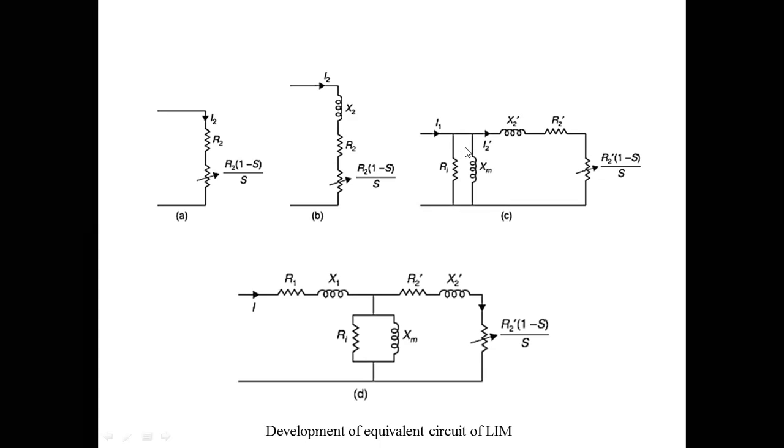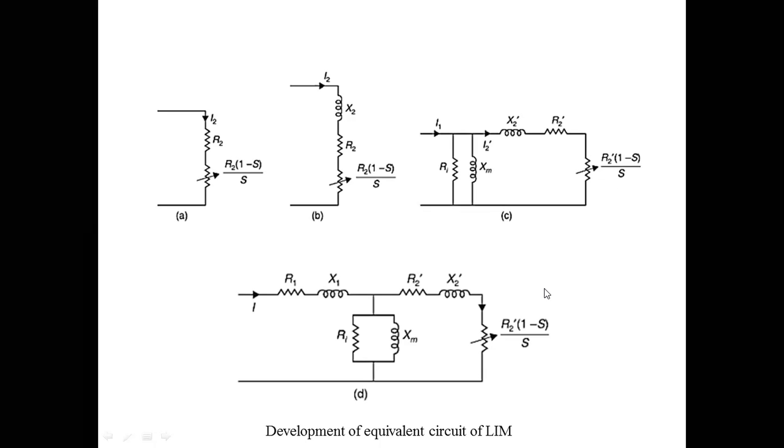And next one, from the secondary towards the primary, we considered here in the C diagram. This is the secondary part, X2 dash, R2 dash, nothing but while all the primary values are referred towards the secondary side, that is X2 dash, R2 dash and also R2 dash times (1 minus s) by s.